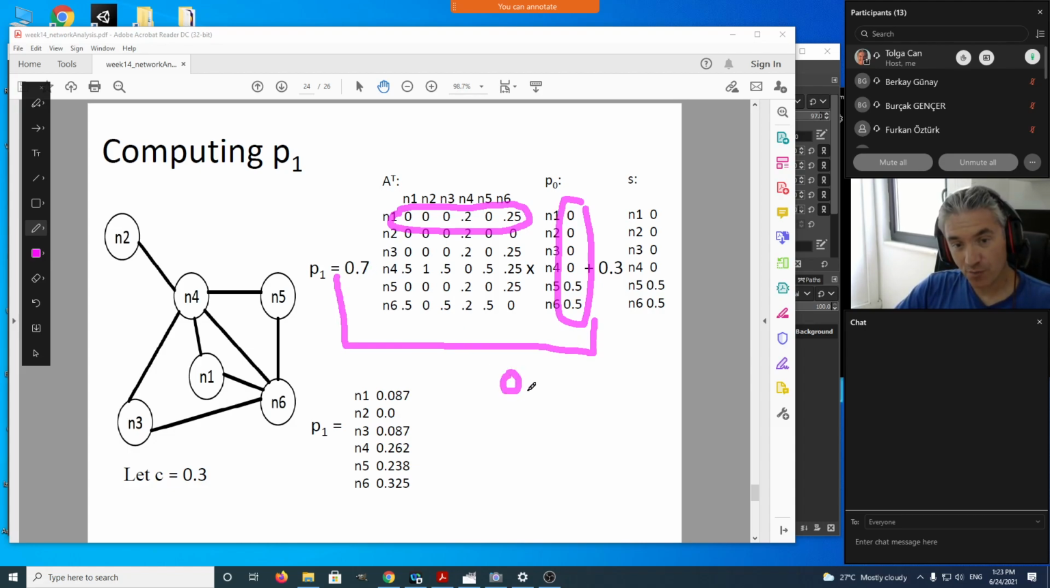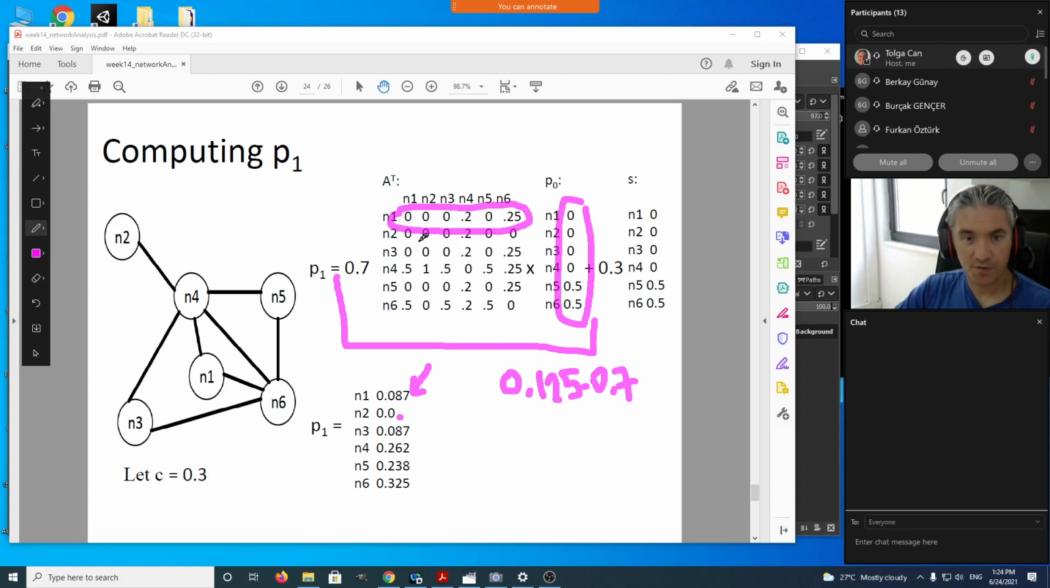So that 0.125 occurs with 0.7 probability. Okay, so you have to multiply it with that, and what you see here is 0.7 multiplied by 0.125. Okay, and as you can see, N2 is 0.